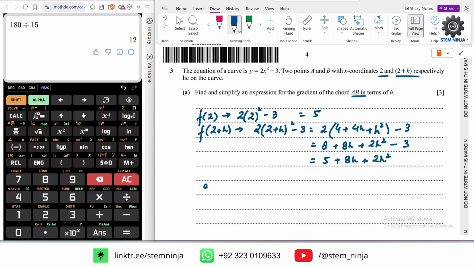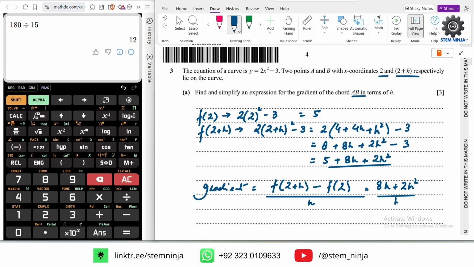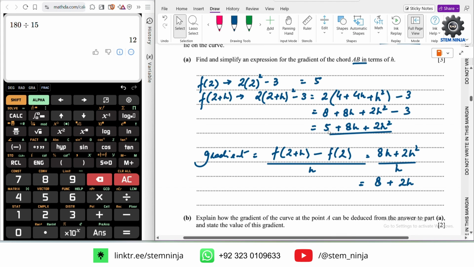Okay, so gradient would be f of 2 plus h minus f of 2, divided by h, right, because 2 plus h minus 2. So you will get this minus this, so that you will only get 8h plus 2h squared divided by h, which can simplify to 8 plus 2h, sorry. Now this is the simplified expression for the gradient.